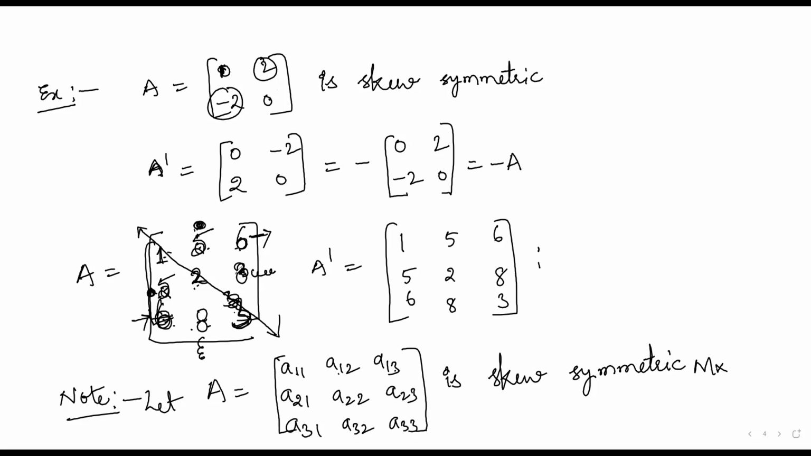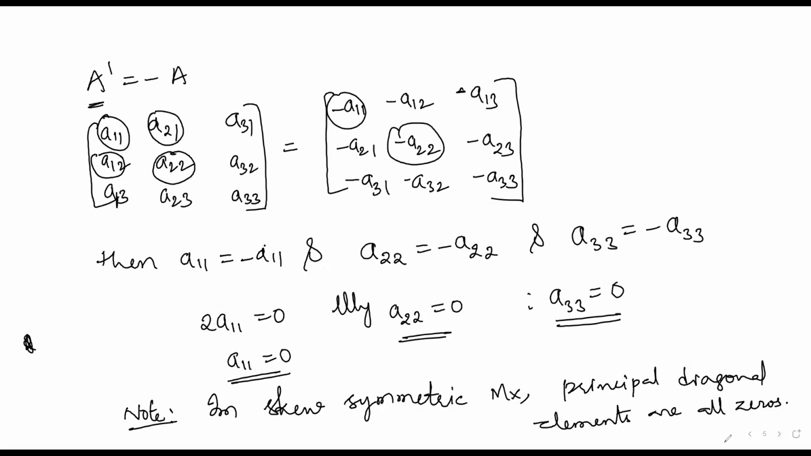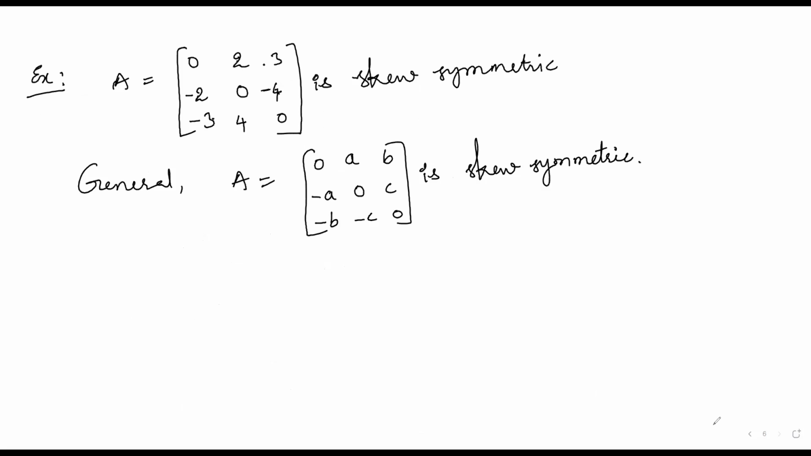How do you write symmetric matrix? For symmetric matrix, diagonal elements can be anything. But the non-diagonal elements should be in symmetry. 5 means 5, 6 means 6, 8 means 8. For skew symmetric matrix, diagonal elements must be zeros. Other elements are negatives of each other.